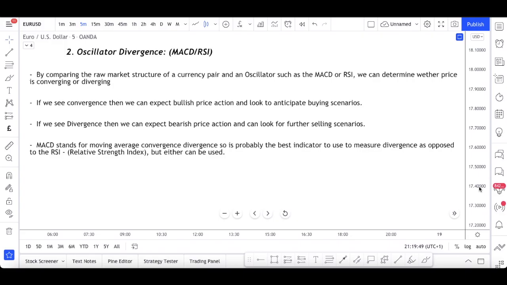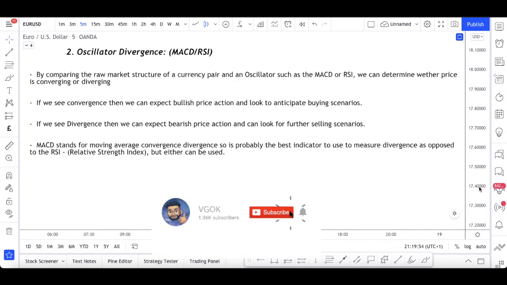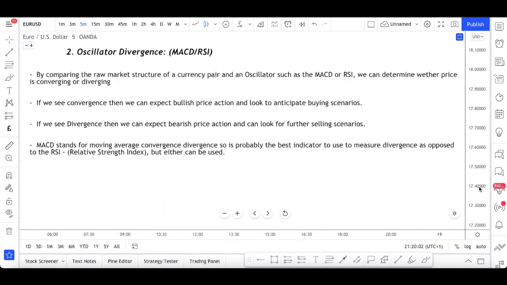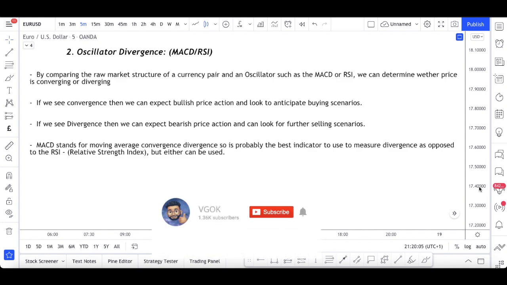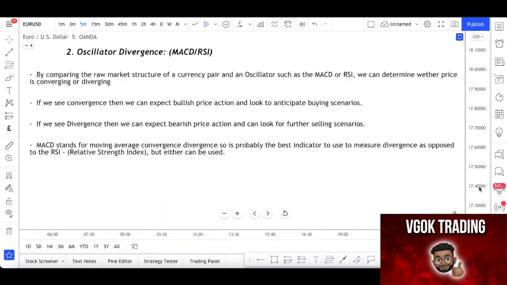So the second type of divergence that we can identify and analyze is what's known as oscillator divergence. This is when you can use an indicator, a certain oscillator such as the MACD or the RSI. By comparing the raw market structure of a currency pair and an oscillator such as the MACD or the RSI, we can determine whether price is converging or diverging.